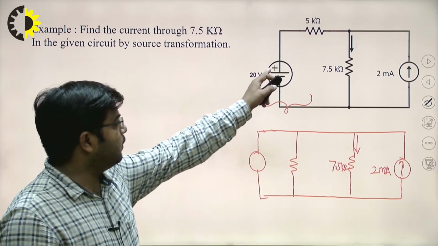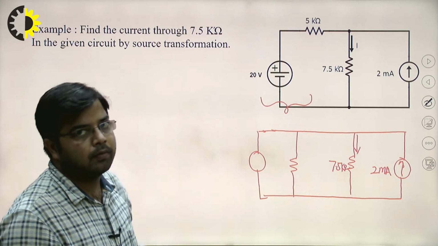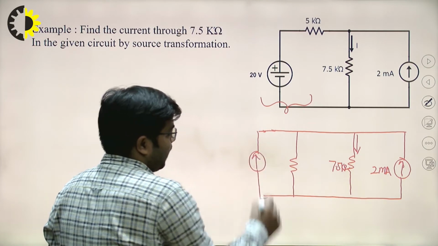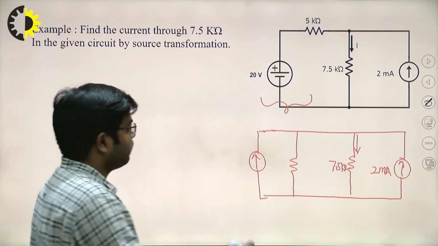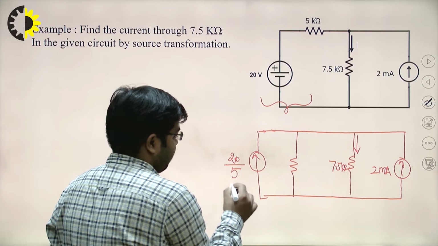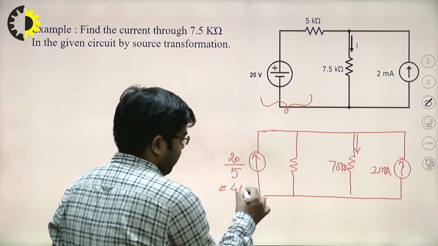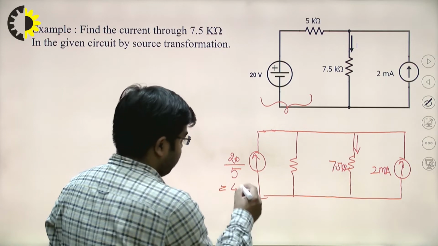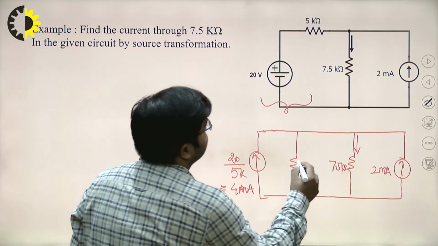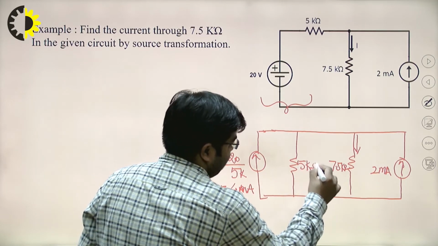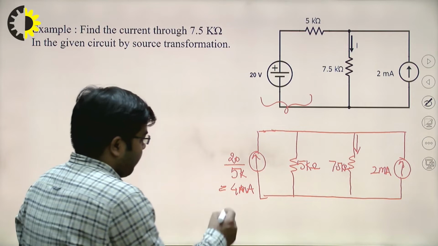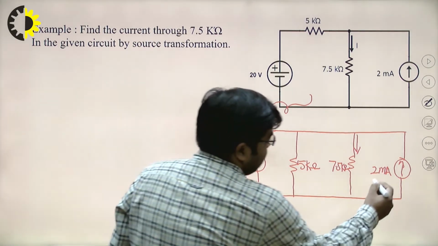Actually this is the polarity, which in clockwise direction you can say. So current direction will be upward. So this value will be 20 divided by 5, which is equal to 4 ampere. Sorry, 4 milliampere, because this value is in kilo ohm. This value will be in milliampere, and this is 5 kilo ohm. Okay. Now this is the 4 milliampere current, and this is the 2 milliampere current.